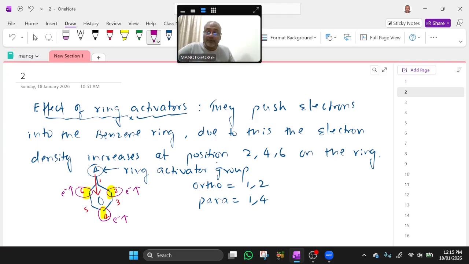So we just have to know any ring activator. It could be an OH group, it could be an NH2 group, it could be an R group. If any one of these three is present on the benzene ring, electron density will increase at position 2, 4, 6, and the next incoming group will get attached at that position. They are called ring activators. They push electrons into the ring.